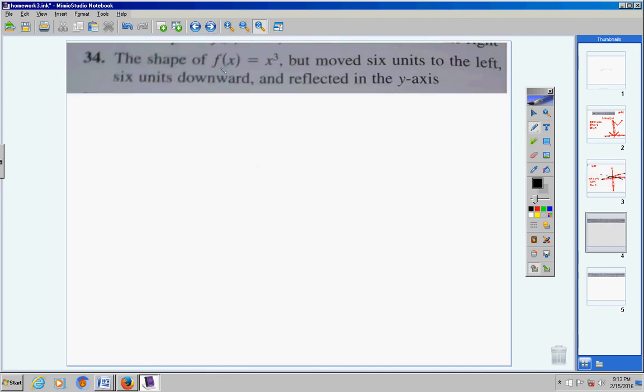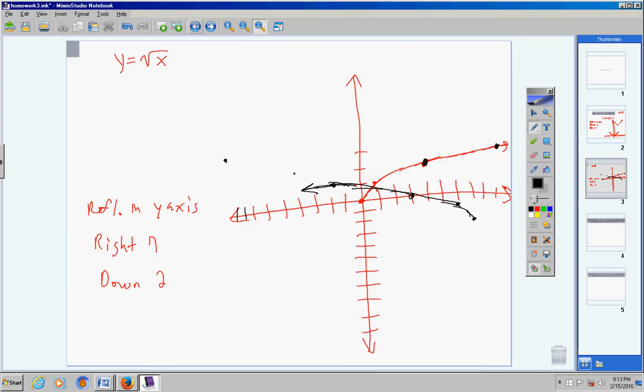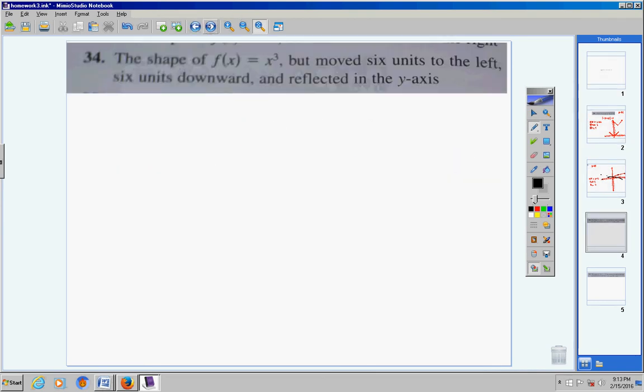Alright, now let's go backwards. Now they want us to write the equation, okay? They want us to write the equation, so here we go. We're going to start off with f of x equals x cubed, alright? Now, we're going to move it 6 units to the left, 6 units downward, and reflect it in the y-axis. Reflect it in the y-axis. Okay, so here we go.